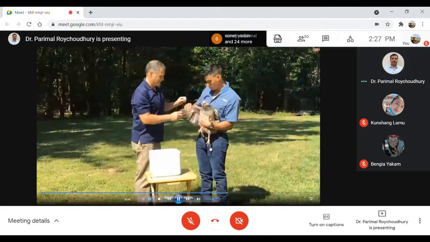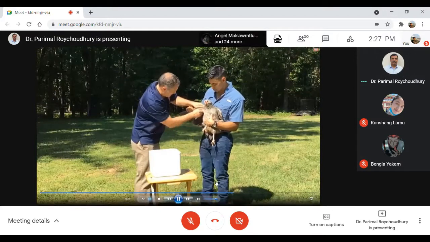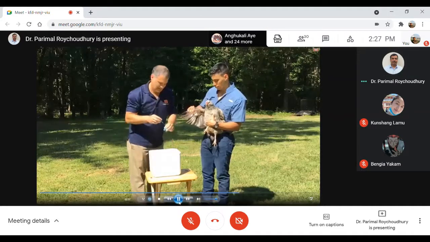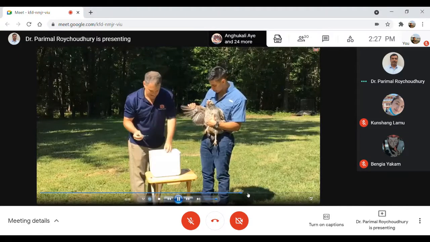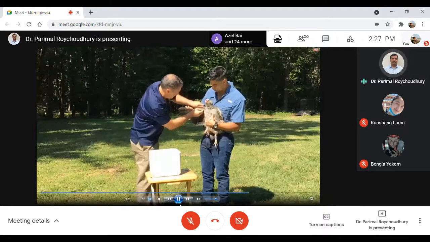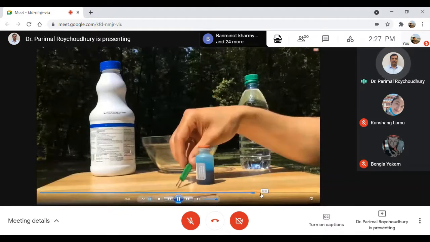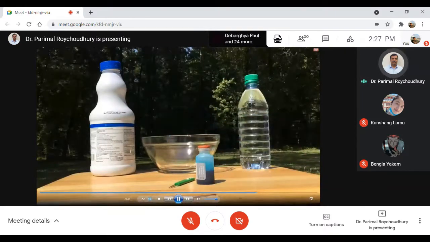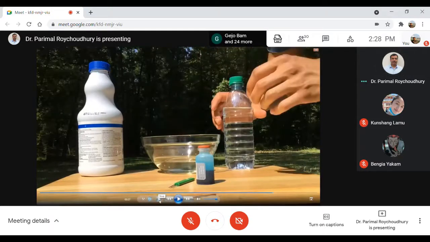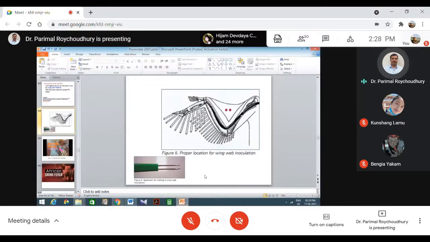So we need at least 2 persons to hold the bird and punch the vaccine into the wing web. Yes, this is the procedure they are demonstrating. Simply punch it and that is sufficient for inoculation. And at the end, we have to dispose of the vaccines by using some disinfectant solutions and discard it. And this is the procedure for vaccinating through the wing web method.